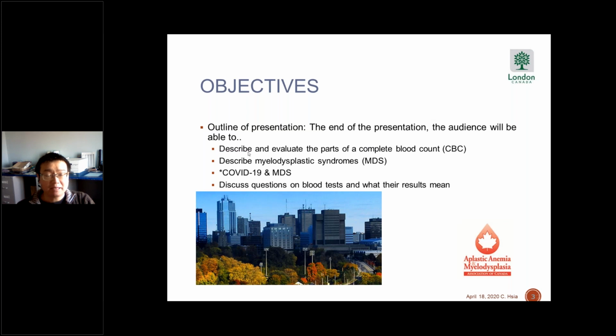We're going to talk a little bit about MDS, myelodysplastic syndromes, and I was asked by Kim to maybe talk about COVID-19 in the setting of MDS. And as a disclaimer, I'm not an expert in infectious diseases or COVID-19, but there are some common questions people probably have on that that maybe we can try and cover. And hopefully, if I don't talk for too long, we'll have some time for questions and answers at the end, okay?